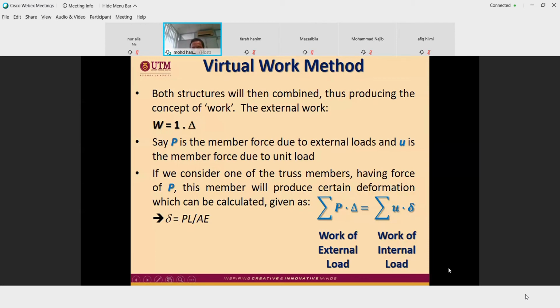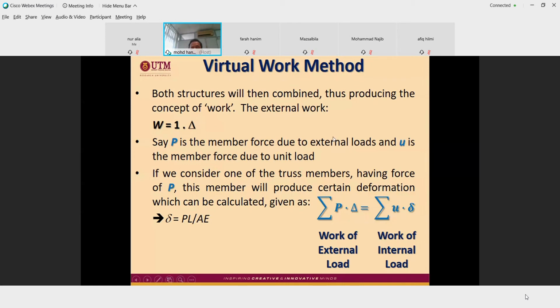Work of internal load is equal to U multiplied by delta, where delta is the deformation of each member. Delta equal to PL over AE. Delta is the actual deformation. U is the actual deflection. So this is the formula.